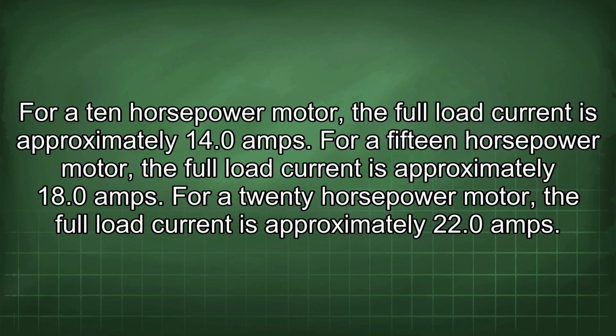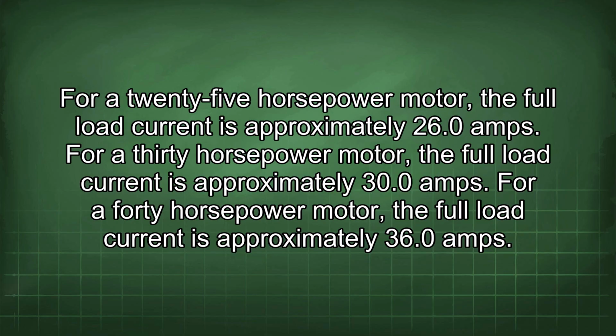For a 15 horsepower motor, the full load current is approximately 18.0 amps. For a 20 horsepower motor, approximately 22.0 amps. For a 25 horsepower motor, approximately 26.0 amps. For a 30 horsepower motor, approximately 30.0 amps. For a 40 horsepower motor, approximately 36.0 amps.